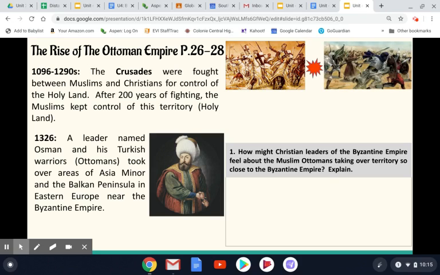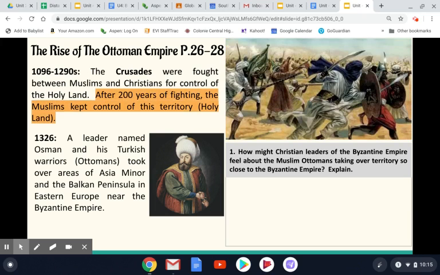We spent a few days learning about the perspective of Christians on the Crusades versus the perspective of Muslims on the Crusades. We did a little bit of map practice to see where this territory was around Jerusalem, like modern-day Israel and the Middle East. But it's important for us to know, and I want you guys to highlight or underline this section here: after 200 years of fighting, the Muslims kept control of this territory of the Holy Land. And this will allow the Ottomans, which are a Muslim group that start to rise in modern-day Turkey, to take advantage of that territory and start to expand from there.